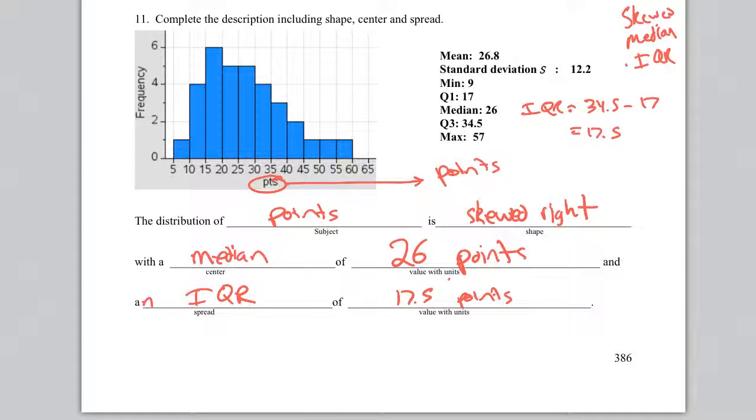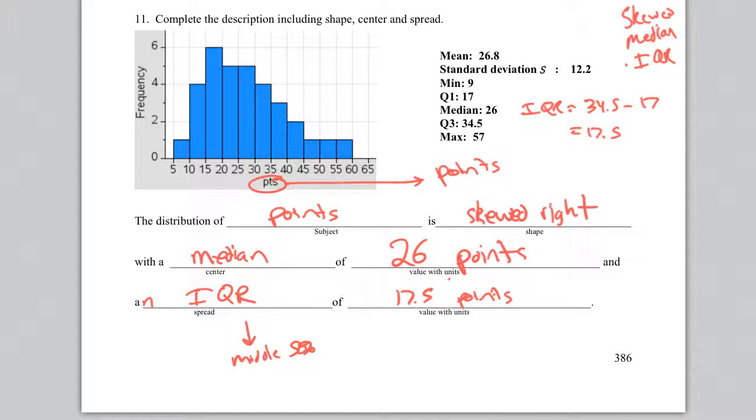What that means here, the median points scored is 26. Half the games are below that, half the games are above that. And the IQR represents, again, the middle 50%. So it tells you that the middle 50% of games was spread out by about 17.5 points.